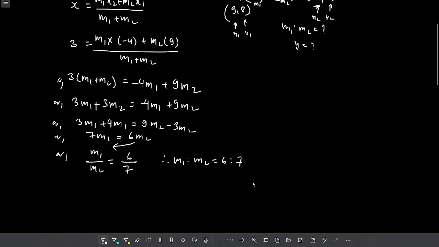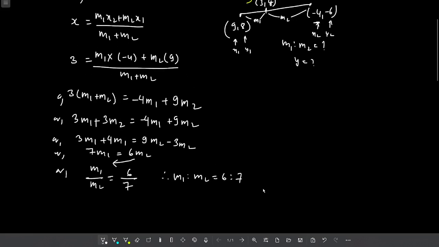Okay, so after finding this m1 is to m2, we need to find the value of y also, because y is unknown. For finding the value of y, we will use the y component. Y equals m1 y2 plus m2 y1 divided by m1 plus m2. Now can you put the values?